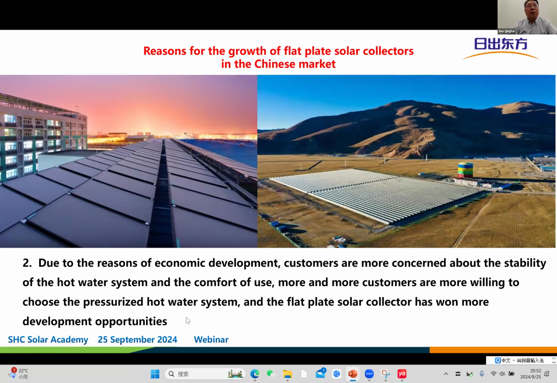Another reason for the growth of the flat plate collector is economic development. Customers are more concerned about the stability of the hot water system and the comfort of use. So more and more customers are willing to choose the pressurized hot water system, especially for industrial process heating and space heating, the large scale space heating system. So the flat plate solar collector has more development opportunity.